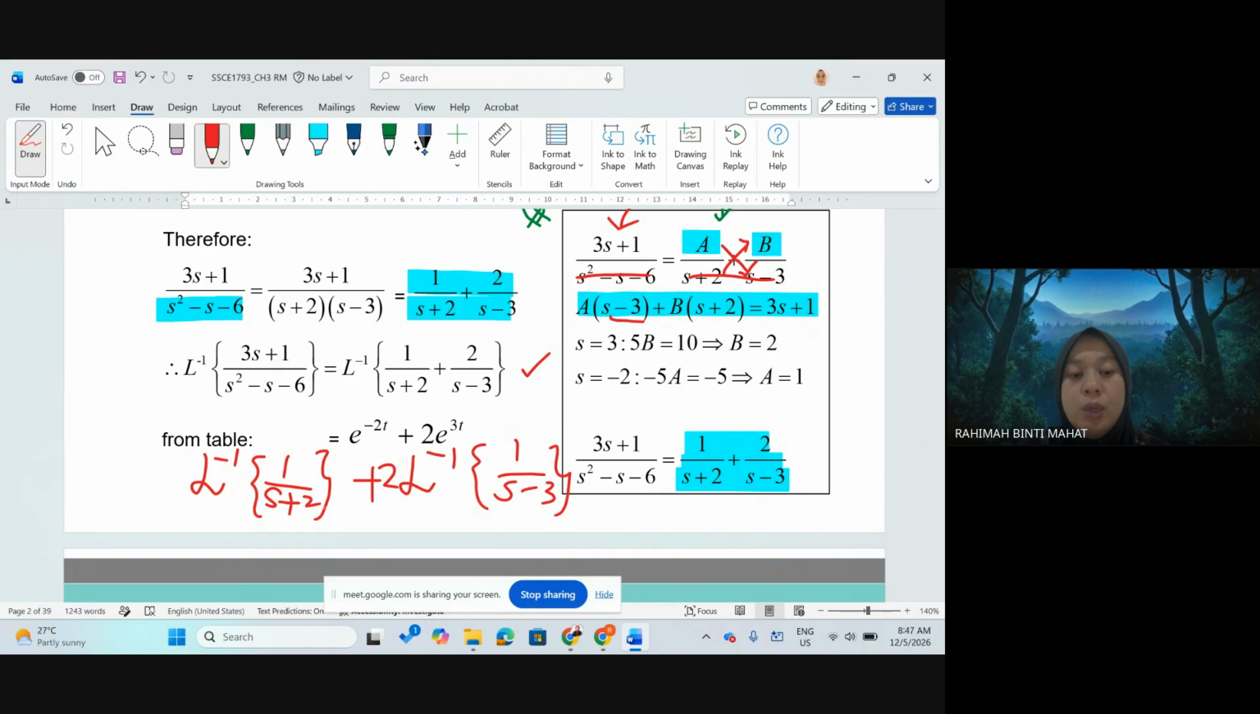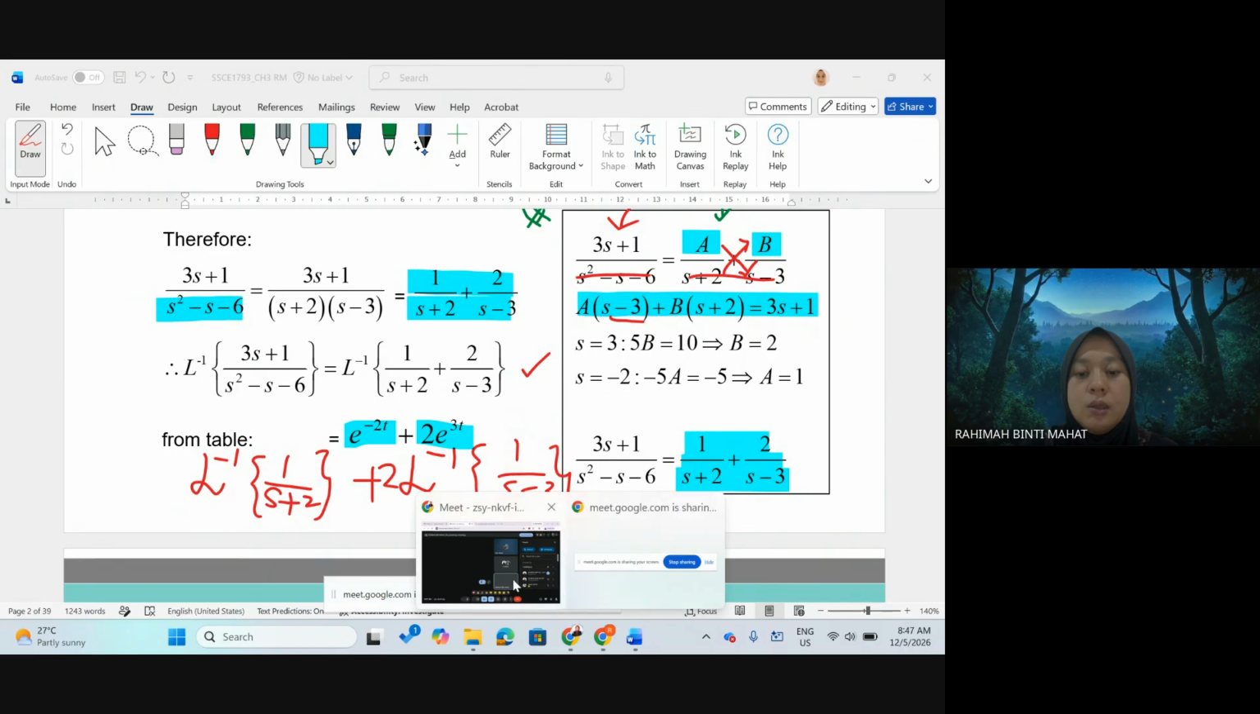And then after that, you may look from the table, what is 1 over s plus 2? What is 1 over s minus 3? From the table, the elementary Laplace transforms, you can see that the first is equal to exponent negative 2t, and the second one is equal to 2 exponent 3t.